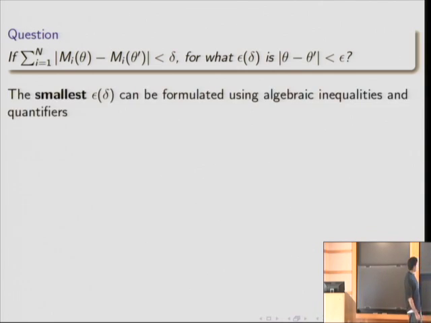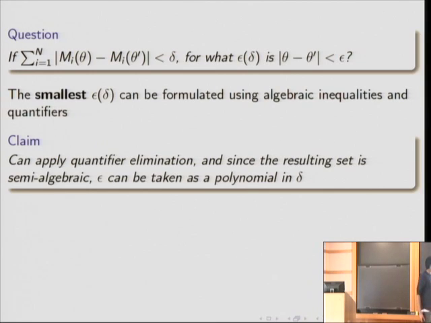And actually, the key point is that this question can be formulated as a semi-algebraic set using the variables epsilon and delta and theta prime, it turns out. And this I will not go into detail on. But since it can be formulated as a semi-algebraic set, what is the smallest epsilon that we can take? What you can then do is project out these variables, theta and theta prime. And what you're left with is a set of polynomial constraints on just the variables epsilon and delta. So in fact, this implies that epsilon is constrained by a polynomial in delta.